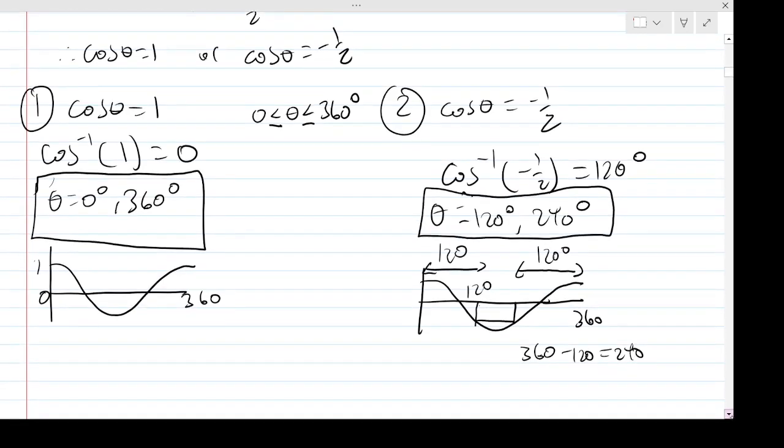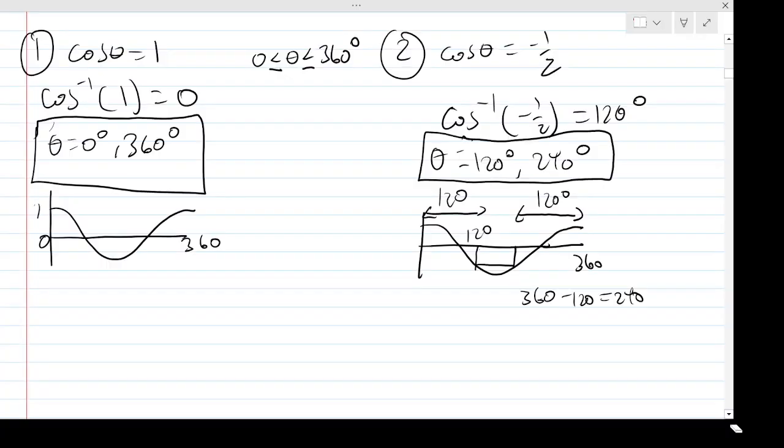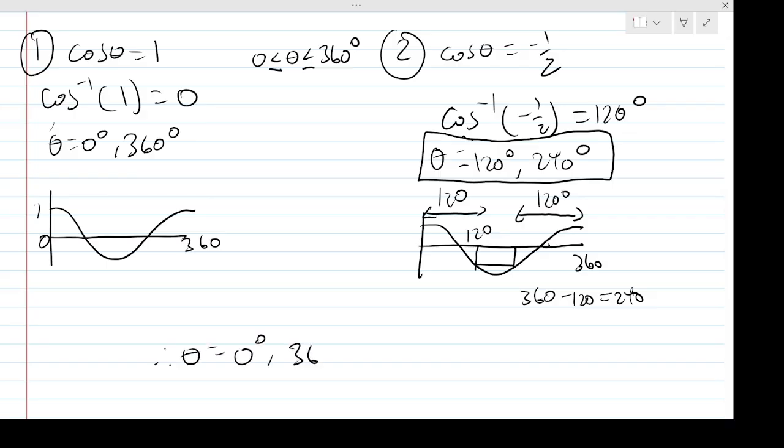Therefore, if we just combine these two different solutions together, overall, theta would be 0, 360, 120 and 240. There we are. Okay, cool.